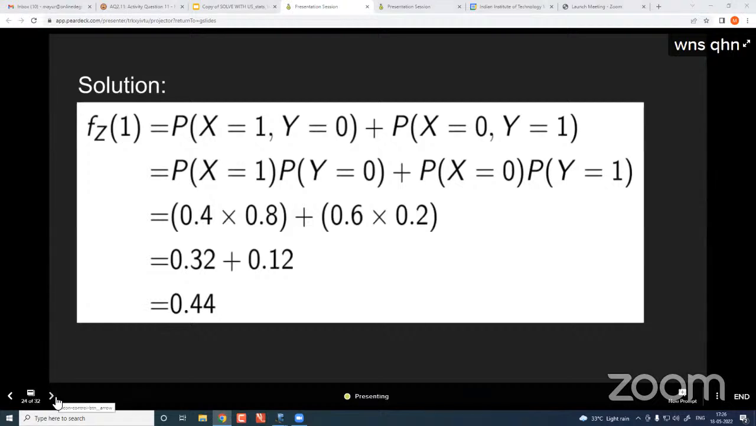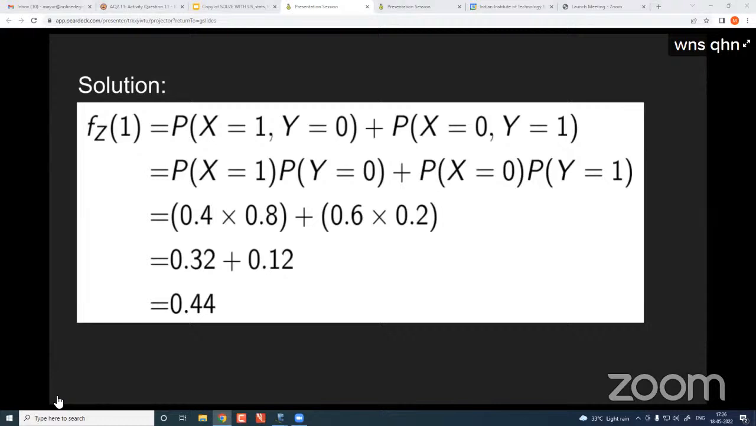Sir, just to reconfirm one understanding: here, since their marginal probabilities are not the same, can we say that they are not IIDs, that they are independent but not identically distributed? Is it a valid statement?